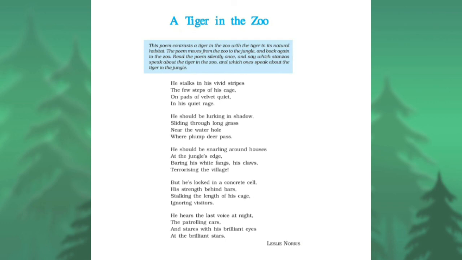Then he should be snarling, that is he makes a growling voice around the houses which are situated at the edge of the jungle. He would show his teeth, he would show his claws in order to terrify the village. Okay, so all these activities the tiger is supposed to do in the jungle. So this is all about the poem A Tiger in the Zoo. I hope you understand this poem.